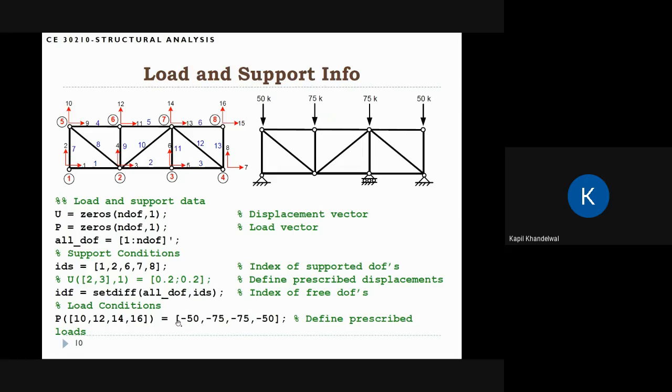It's important to make sure that you're putting the correct sign here. Because the load is acting in the opposite direction to which the degrees of freedom are defined. So you have to put a negative sign here. So these are the prescribed loads here. So this is the problem setup that is needed. And so you have to do all these things very carefully, so you don't make any mistake during the coding process.